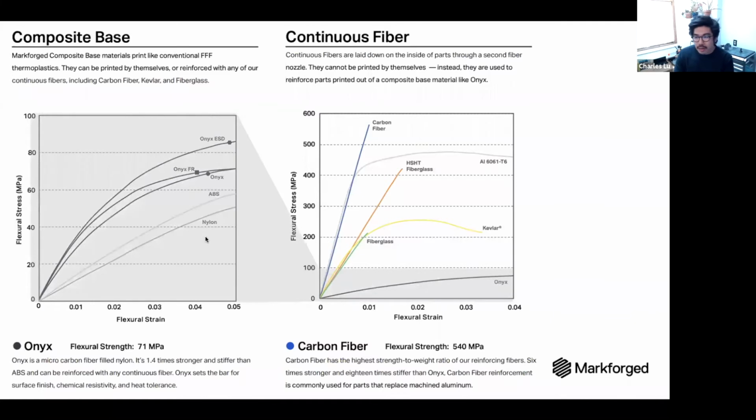But I want to note that this scale on the left here actually comes down to that scale on the right. With the continuous fibers, it's a world of difference. It's an order of magnitude of difference in strength and stiffness. And so that's where we'll get into the bulk of the material next.